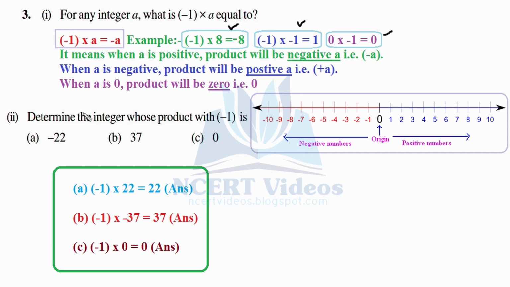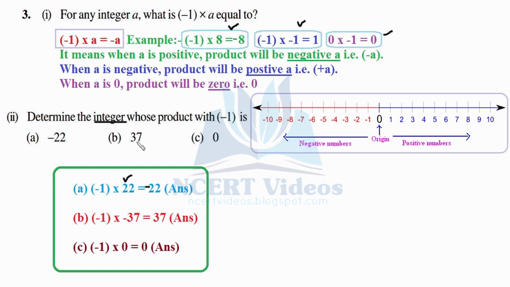Second part, determine the integer whose product with minus 1 is. So we have to find that integer which gives these following products. We have to find that integer which when multiplied with minus 1 gives these number. So what should be multiplied with minus 1 to give the answer minus 22? So it will be 22. Here it will be minus. Therefore 22 as it is, and minus plus is minus. Therefore we will write minus here. So the answer here is 22.